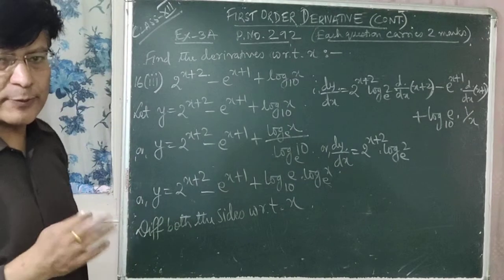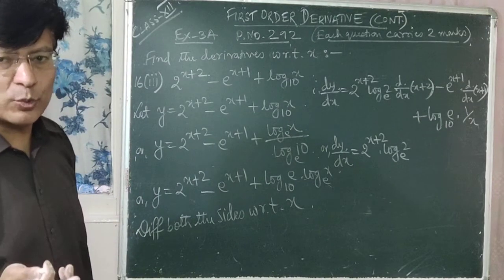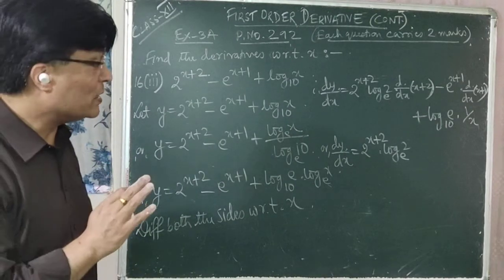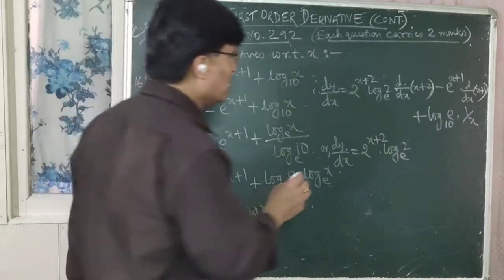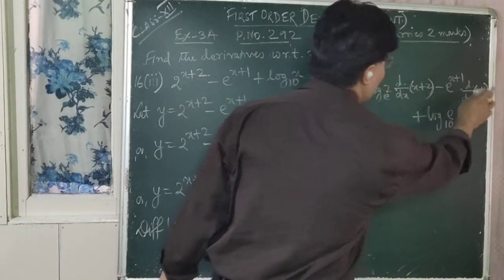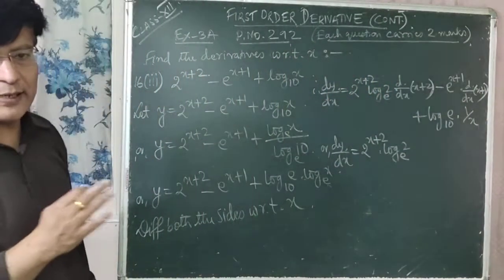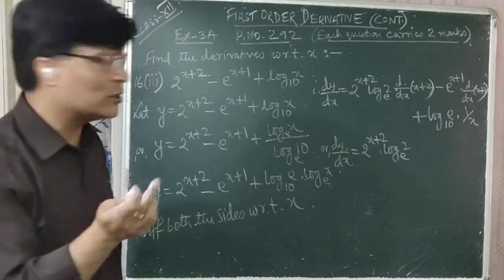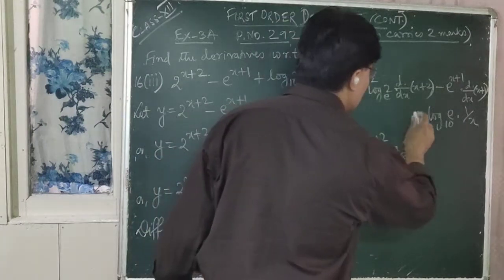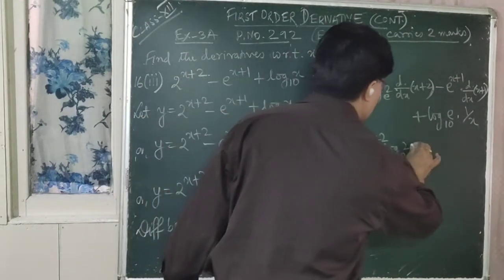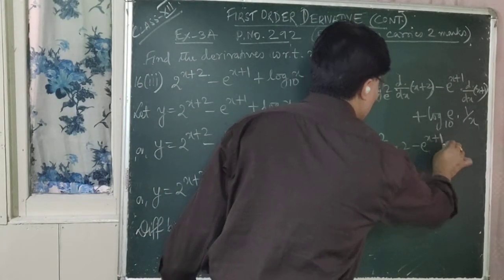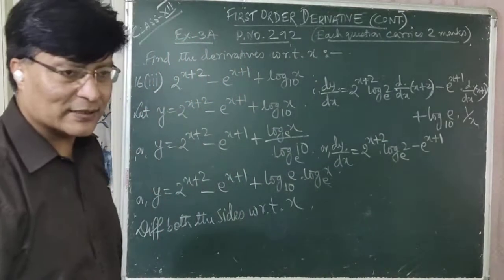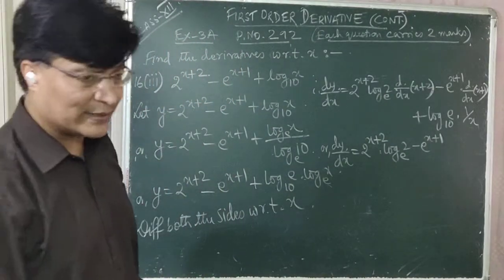Because d by dx of x plus 2 is 1 plus 0, which is equal to 1. So 1 is there, so you don't have to write 1. Similarly, what is d by dx of x plus 1? That is also 1, because d by dx of x is 1 plus d by dx of 1 is 0. So 1 plus 0 is always 1. So 1 into e to the power x plus 1, that is minus e to the power x plus 1. Is that clear? So this is your second term.